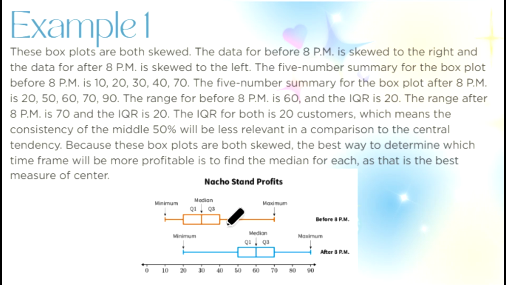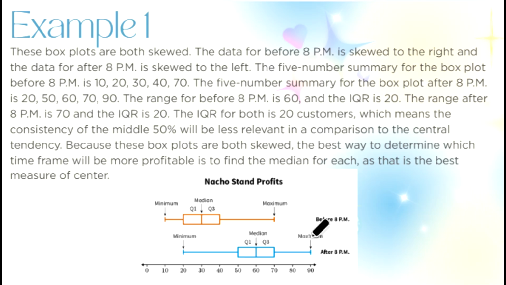These box plots are both skewed. You can tell that because this one has a super long whisker here and this one has a super long whisker here. Both of them look like the median is pretty centered in the box, but you have to have both be balanced or else it's skewed, okay? The data for before 8 p.m., which is this top one, is skewed to the right because it has the dinosaur's head here and then the tail. And the data for after 8 p.m. is skewed to the left. We have the tail here and then the head.